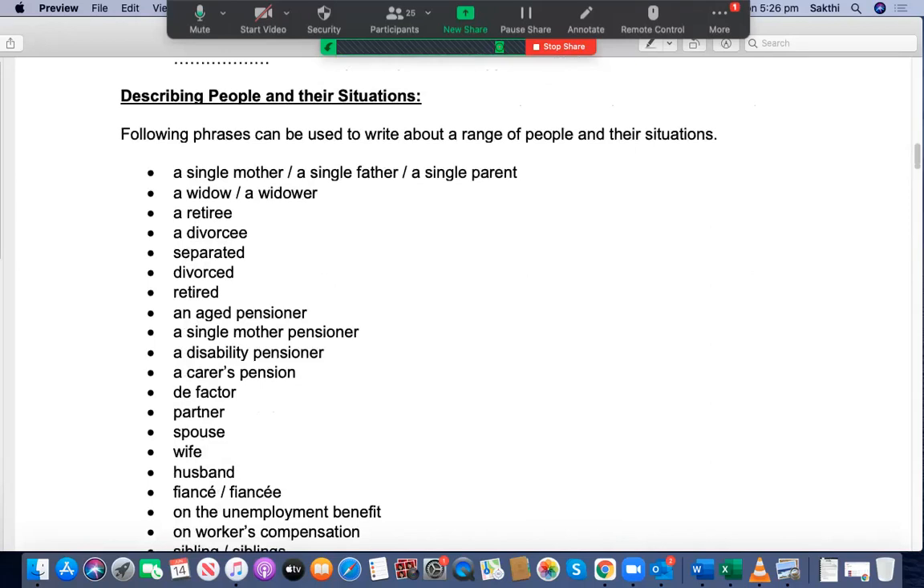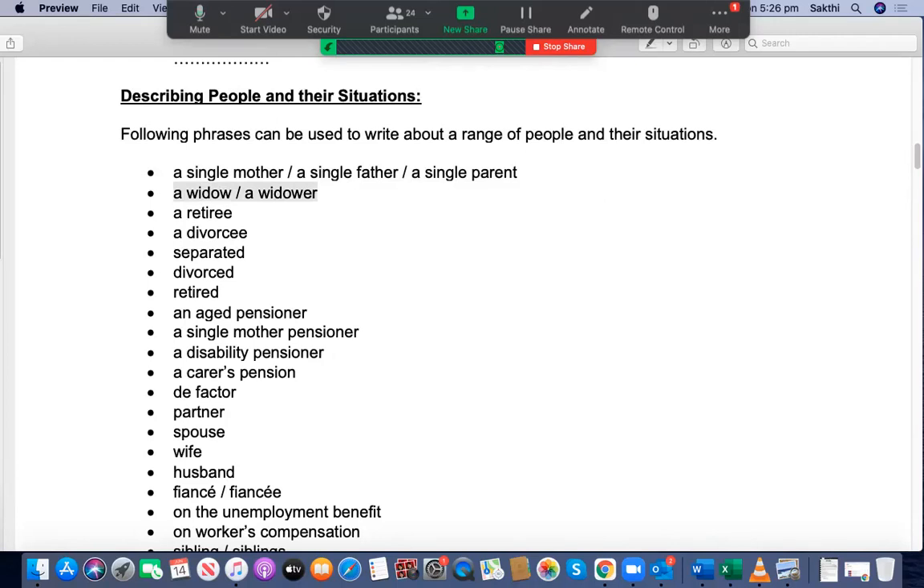All right, when you describe the people and their situation, this is going to be one of the important sections as well. Whenever we need to write down the details of the patient, we need to come across their situations as well. For example, you can say a single mother, a single father, a single parent, a widow, a widower. Remember that a widower is the man who lost his wife, whereas the widow is the woman who lost her husband. So don't mix them up. Don't make a mess in this particular section.